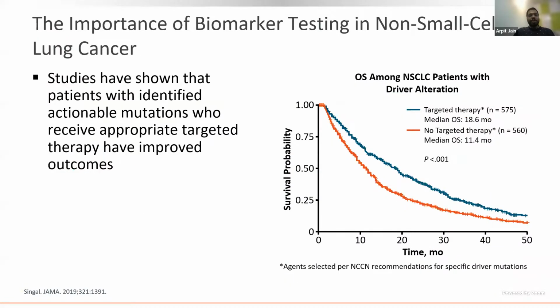Why is it important to have information regarding biomarkers in a particular patient with NSCLC? This study published in JAMA 2019 clearly showed a significant advantage in overall survival among patients treated with targeted therapy. Those NSCLC patients with driver alterations who were treated with targeted therapy had a median OS of 18.6 months, which was clinically and statistically significant in favor of using targeted therapy.